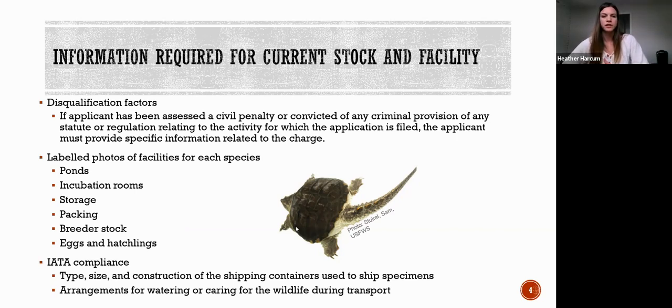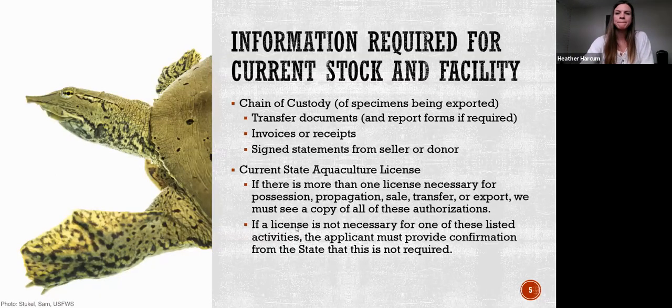And then they also have to let us know the type and size of construction of the shipping containers, since they have to comply under IATA, the International Air Transport Association, and any arrangements for watering or caring for that shipment before they are issued.